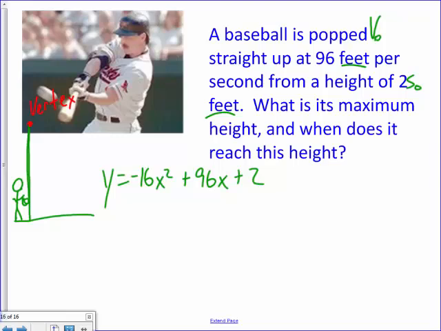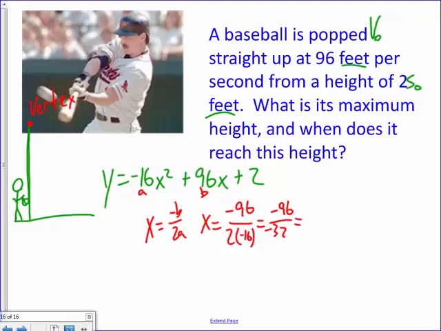Well, I could get it in vertex form, or really, I know that the vertex is just negative b over 2a. We just proved that. So all I have to do is take negative 96, right, the b here, and put it over 2a, and the a is negative 16. So 2 times negative 16. So negative 96 over negative 32, which gives us a positive 3. So 3, and what does x stand for? That's our time in seconds, so 3 seconds, and we want to find the height.